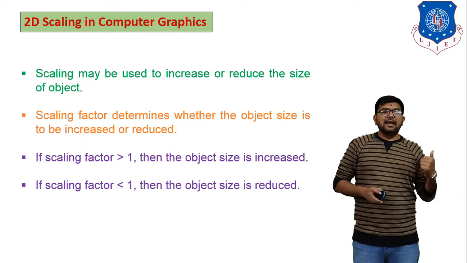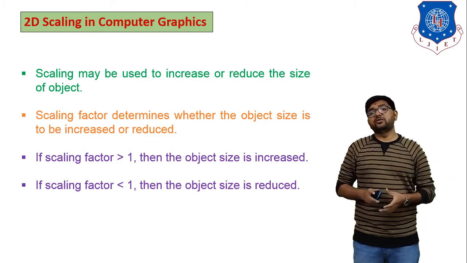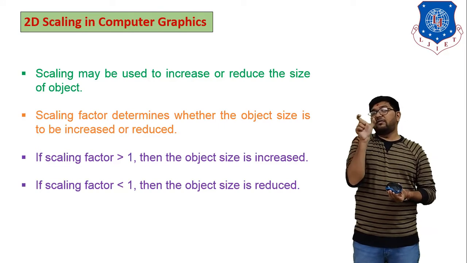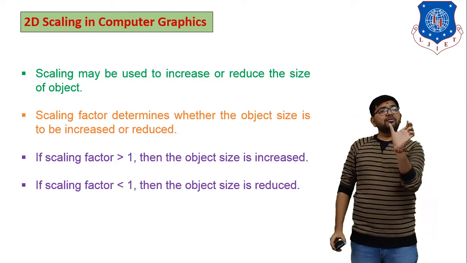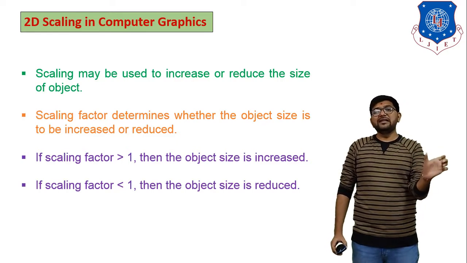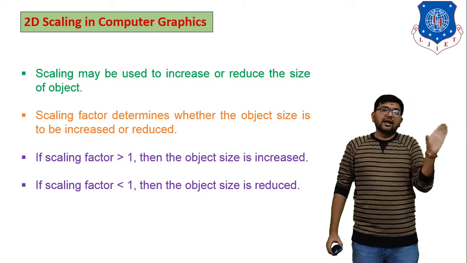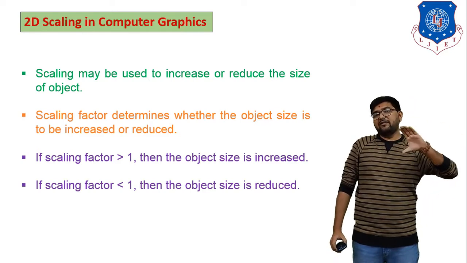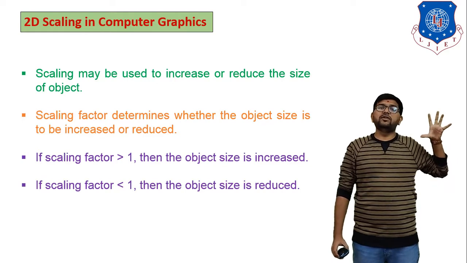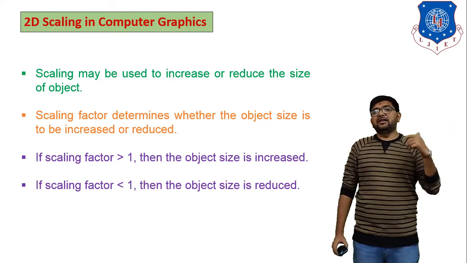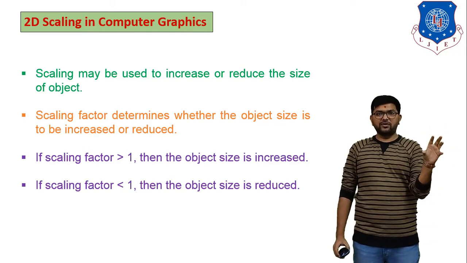Second point, the scaling factor determines whether the object size is to be increased or reduced. Now in scaling factor, one important thing is that if the value of the scaling factor is 1, that means we have to consider the actual dimension of the object. If the value of the scaling factor is greater than 1, that means we have to increase the size of the object. Clear? And third thing, if the value of the scaling factor is less than 1, that means we have to reduce the size of the object. Clear?